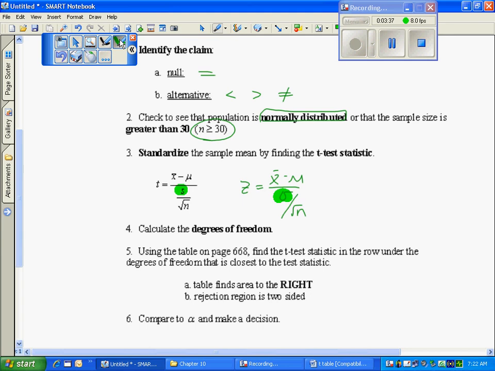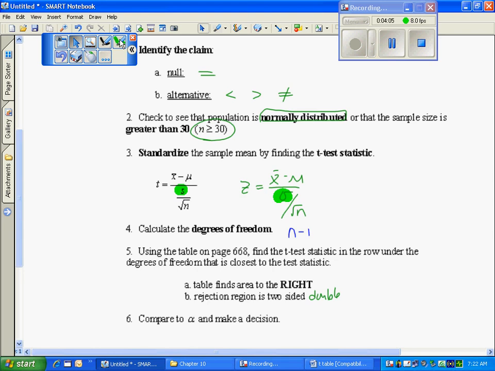The fourth step, calculate the degrees of freedom. Again, sample size minus 1. Then we're going to use the table. And we're going to either find the area to the right, which would be what the table gives me. I could find the area to the left by subtracting from 1, as I've done before. And when I have this two-sided, you've got to remember to double that value because you have areas on the right and on the left. And when we're done, we compare alpha to this p-value to make a decision.